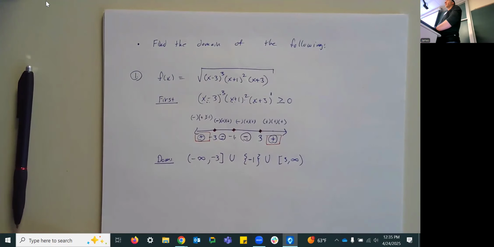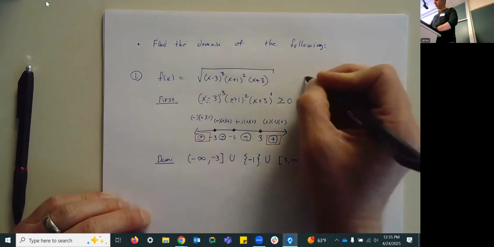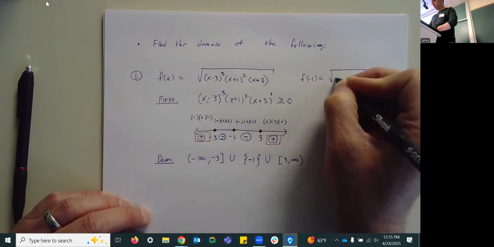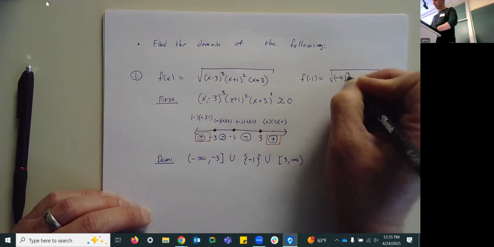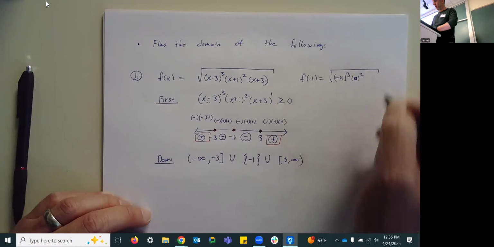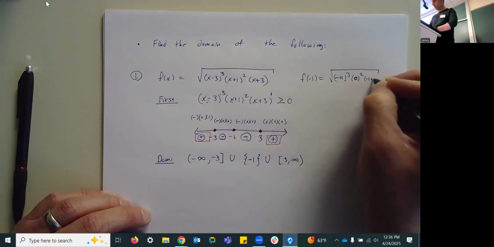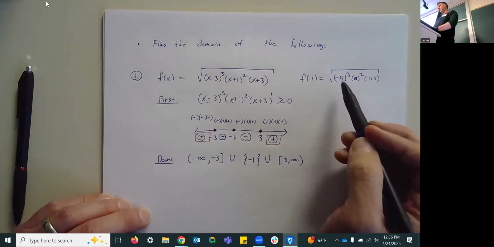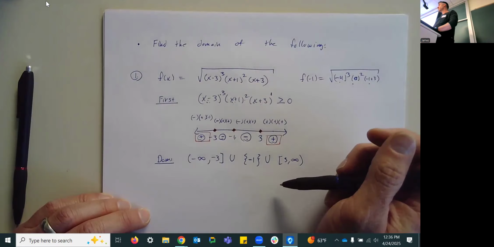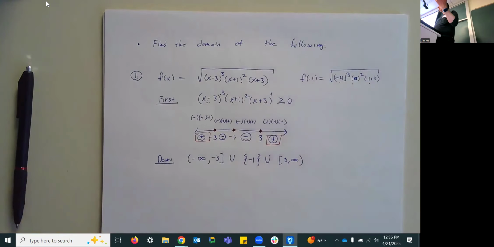Yeah. Why do we want the -1? Because it's a valid point to plug in. If I plug in -1, what do I get? Let's see, I get the square root of (-1 minus 3), so -4 cubed, (-1 plus 1), which is 0 squared, and (-1 plus 3). What's -4 cubed times 0 squared times -1 plus 3? Everyone, 0, right? If you multiply by 0 at some point, you're done. The whole thing is 0.